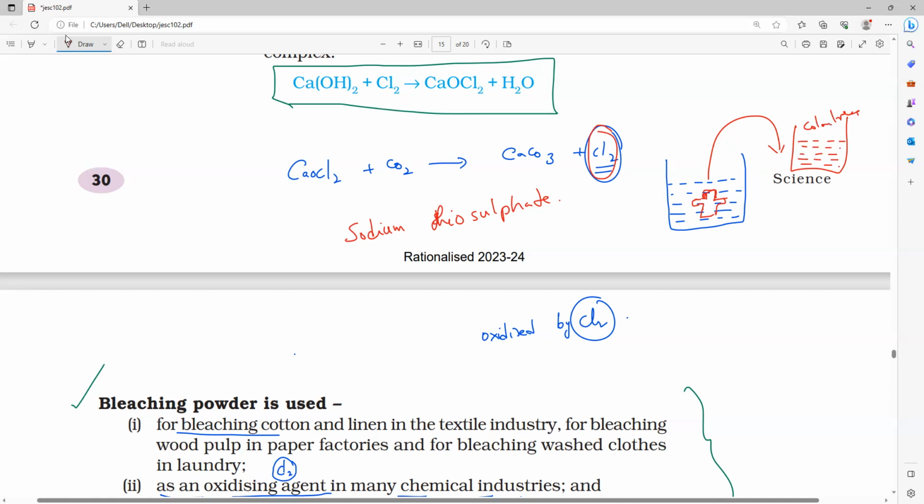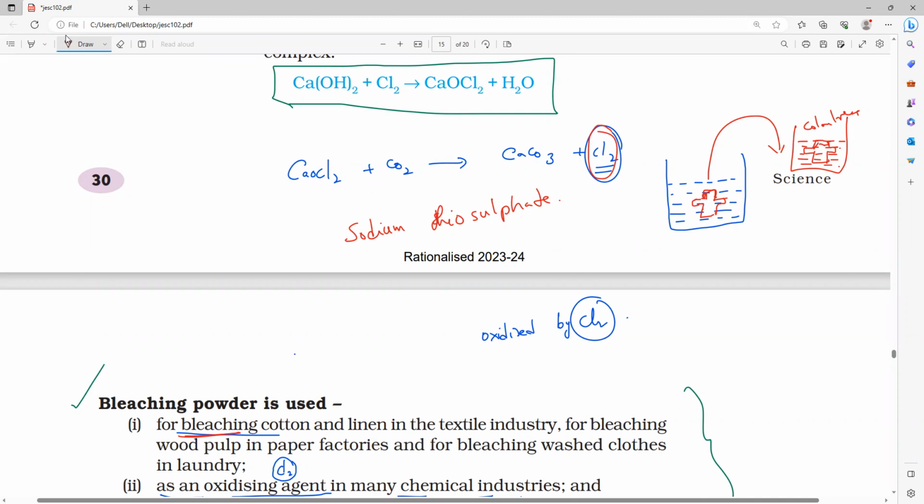This turning colorless because of the oxidation property of chlorine is what is called bleaching. Understanding? So mainly we use it in industries for the production of cloths. If you want to decolorize, we soak the cloth in this bleaching powder solution. Because of the oxidizing nature of chlorine, the chlorine gas reacts with the color of the substances and breaks the colors.